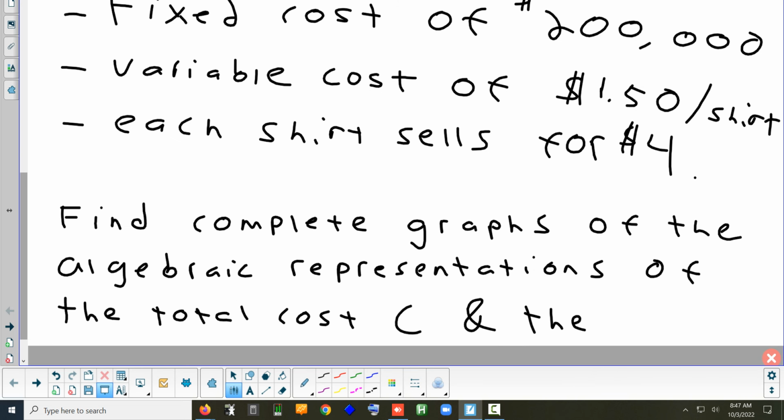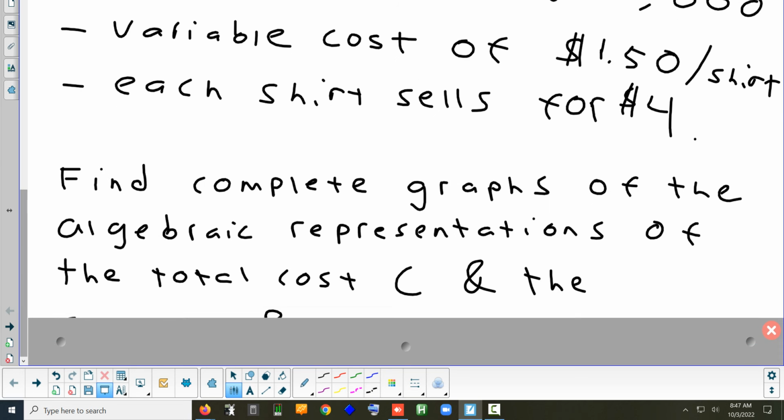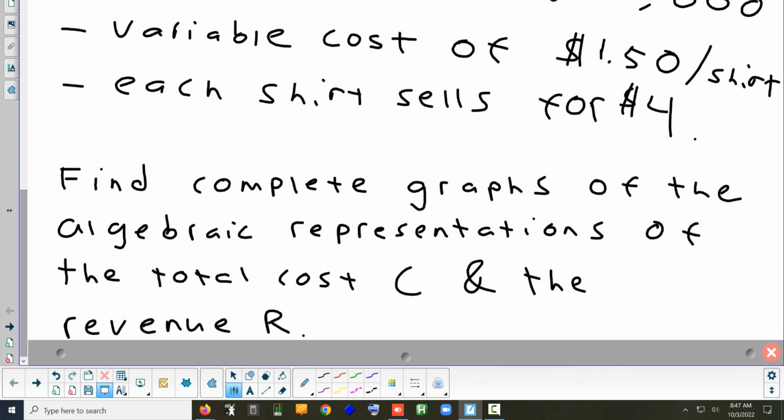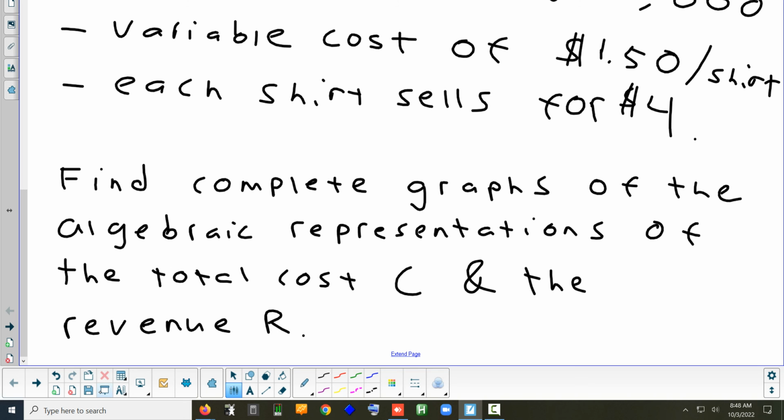So let's find two different graphs. One graph is going to represent the cost. The other graph is going to represent revenue. And that's it for example one. Okay, we're just going to write down two equations and graph them. We're not going to solve anything yet. Just find a couple graphs.